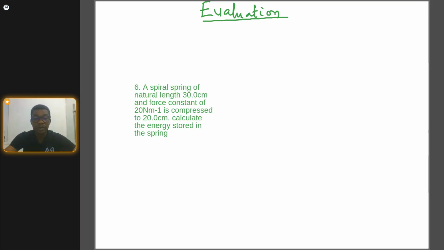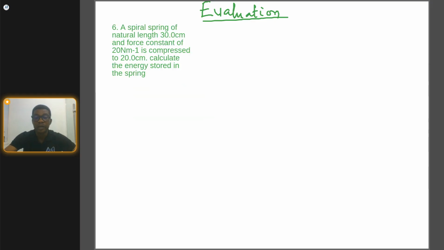Okay, so this is the question we'll be solving. Evaluation question. We have a spring, a spiral spring.